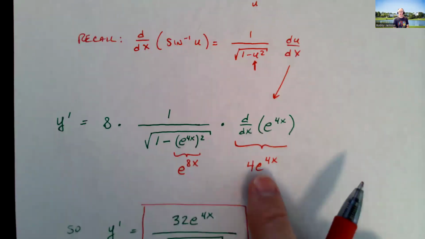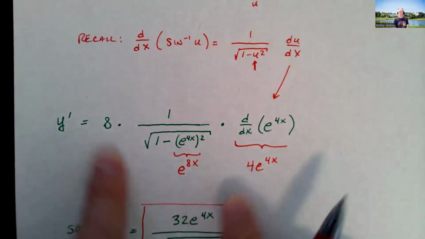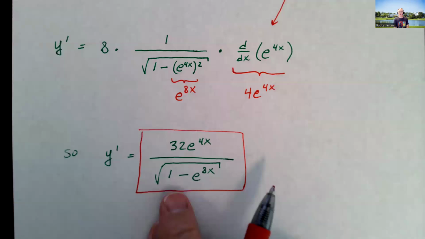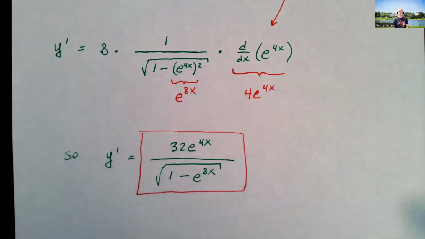Cleaning this up top, I've got 4 times 8, which is 32 e to the 4x, all over the square root of 1 minus e to the 8x, as we've determined. That's the way you should write your result. Okay, hope this helps.